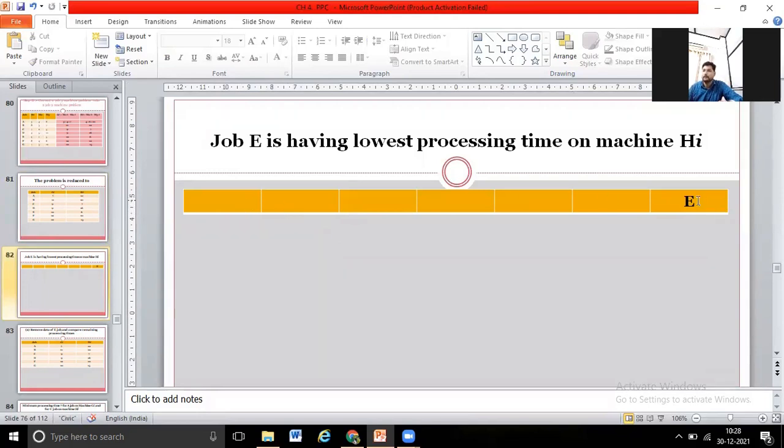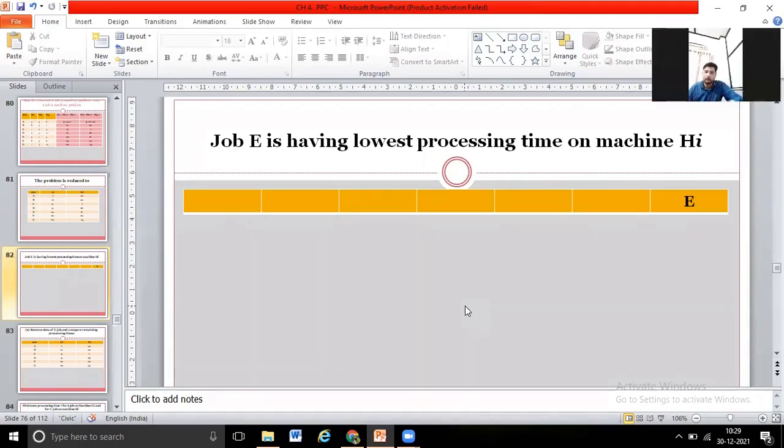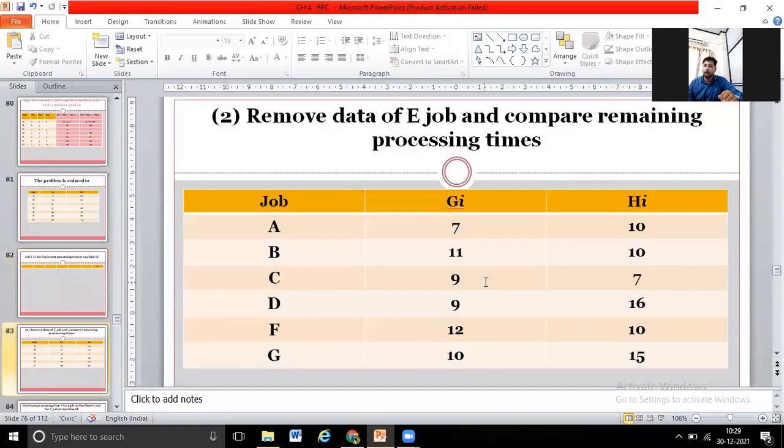So make 7 blocks. Okay, 1, 2, 3, 4, 5, 6, 7, and the lowest priority should be provided. Okay. Then we have to remove out that E job data from the list.